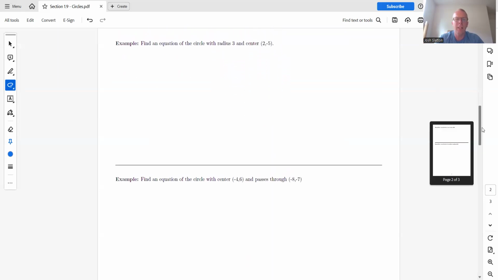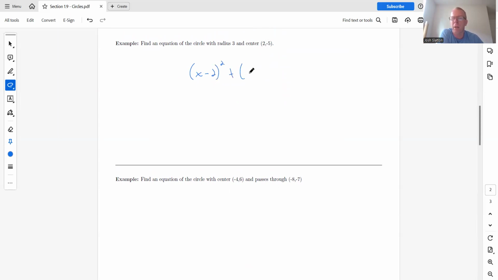All right, next one, find the equation of a circle with radius 3 and center (2, 5). All we'll do here is change the sign on these two. So (x - 2) squared plus (y - 5) squared equals 3 squared, or 9.